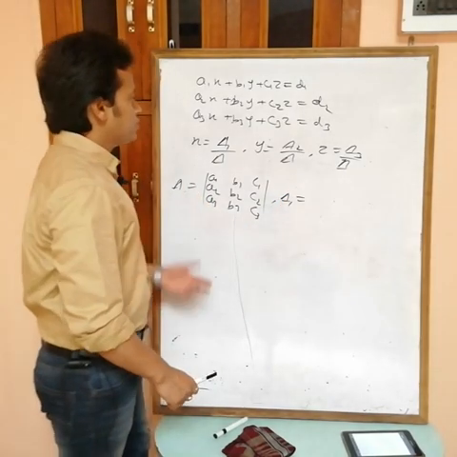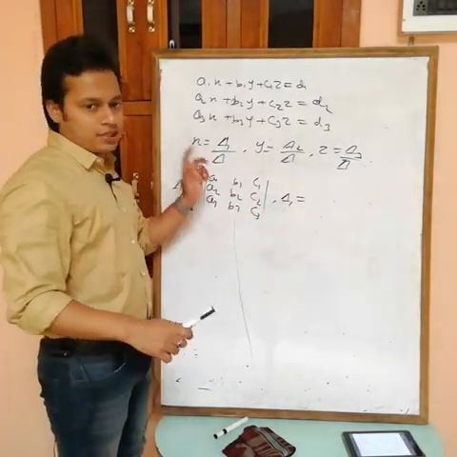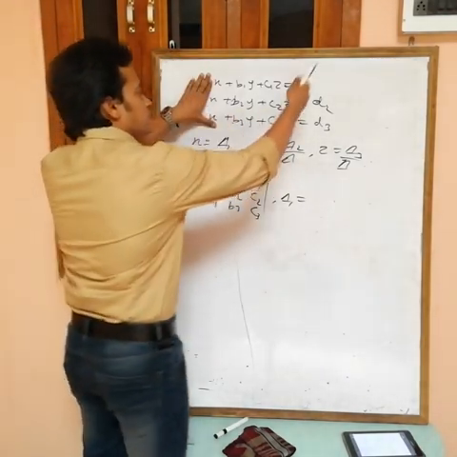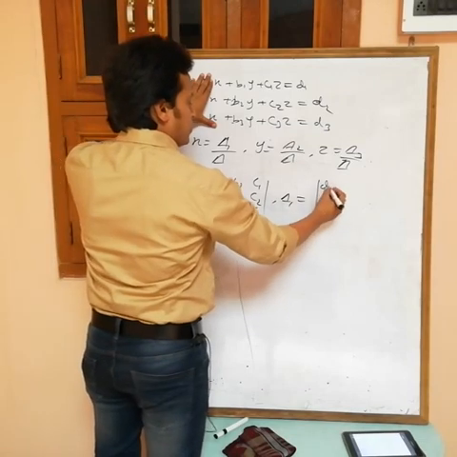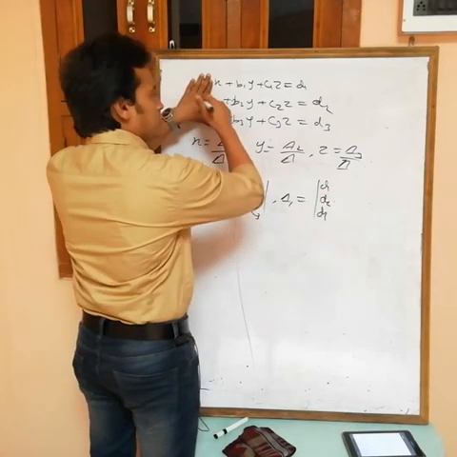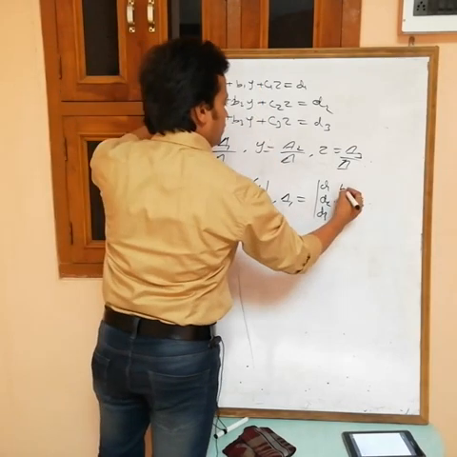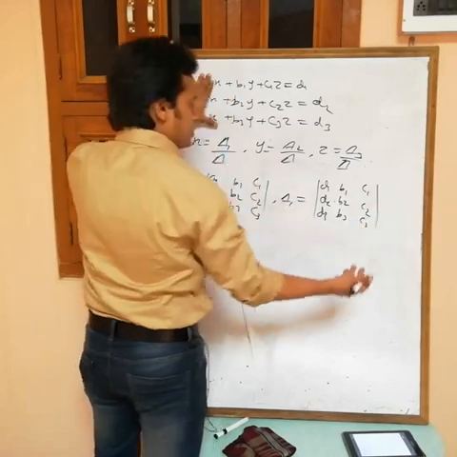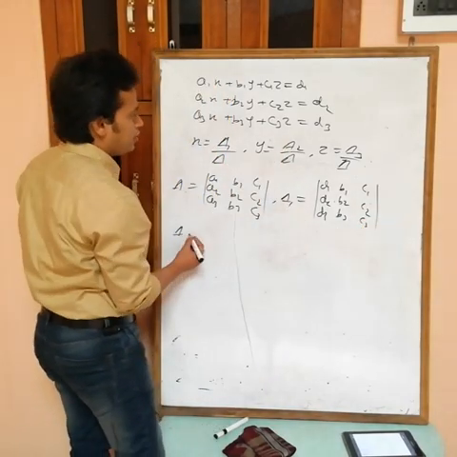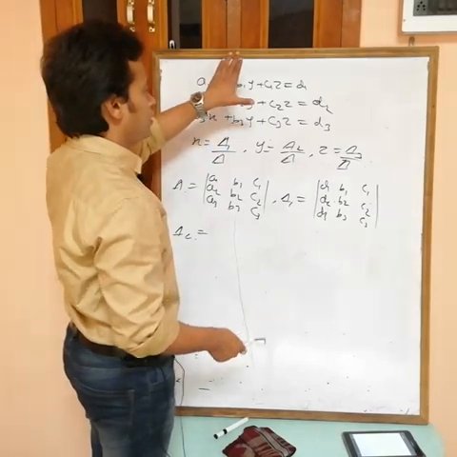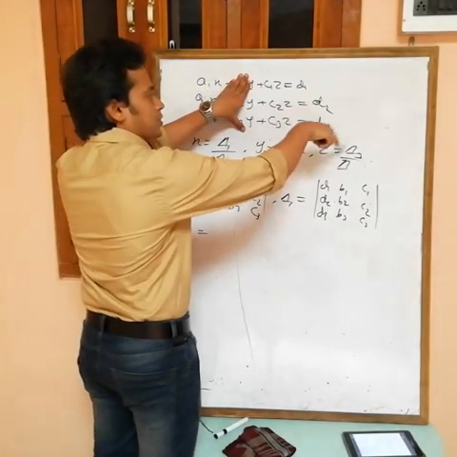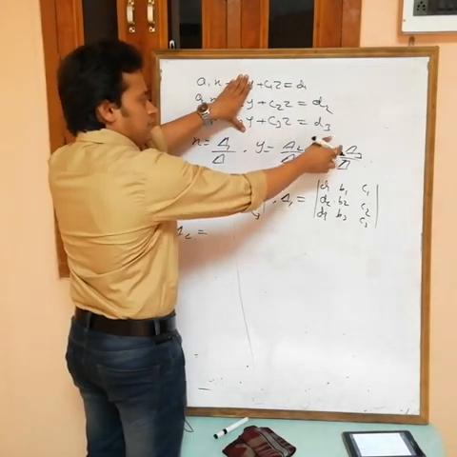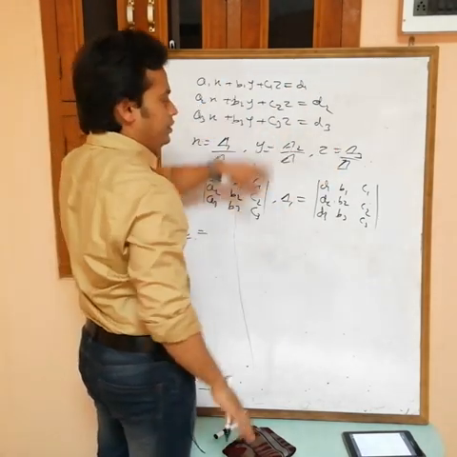If you want del 1, what do we have to do? Just a simple thing. Del 1 is for x, so hide the coefficients of x, and at the place of the coefficients of x put the constant terms. So d1, d2, d3 at the place of this one, then b1, b2, b3 and c1, c2, c3. This is del 1. Similarly, if you want del 2, it is for y, so at the place of the coefficients of y put the constant terms. It means a1, a2, a3, then at the place of this one d1, d2, d3, and then c1, c2, c3.